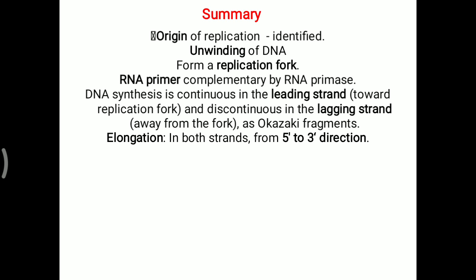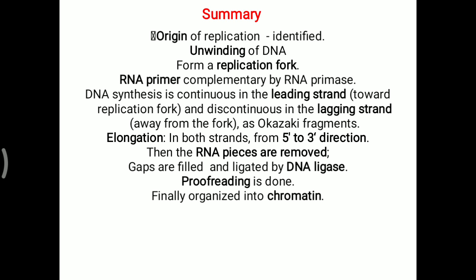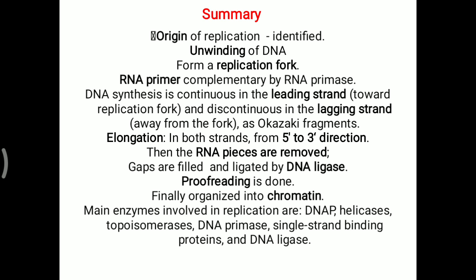Elongation occurs in both strands in the 5' to 3' direction. RNA pieces are then removed with the help of the RNase H1 and FEN1 enzymes. The remaining gaps are filled and ligated with the help of the DNA ligase enzyme. Proofreading will be done, and finally the DNA is organized into chromatin. So the main enzymes involved in this replication are DNA polymerase, helicase, topoisomerase, DNA primase, SSB single-strand binding protein, and DNA ligase. So that is all about the summary of DNA replication.